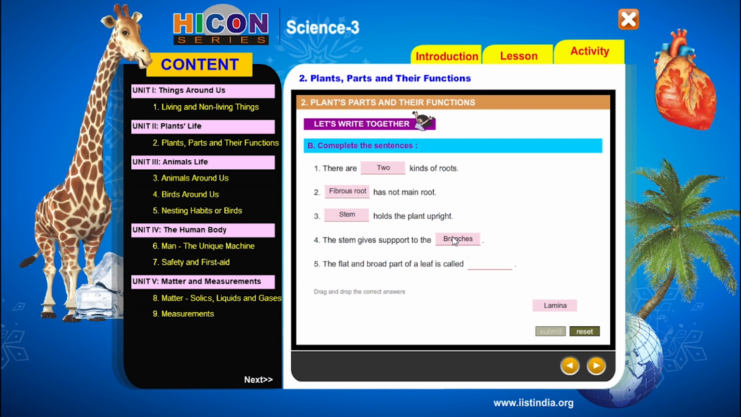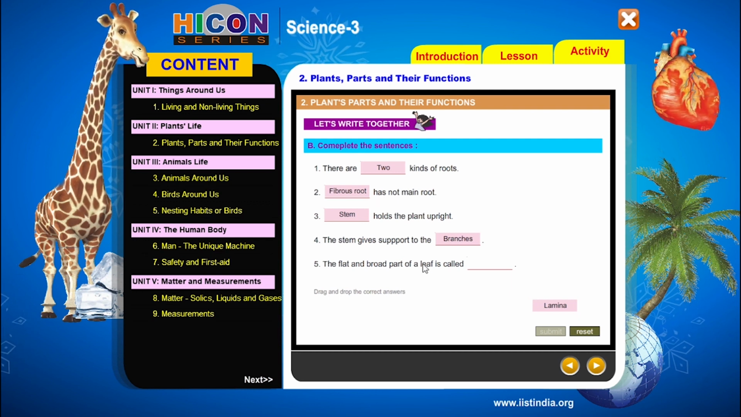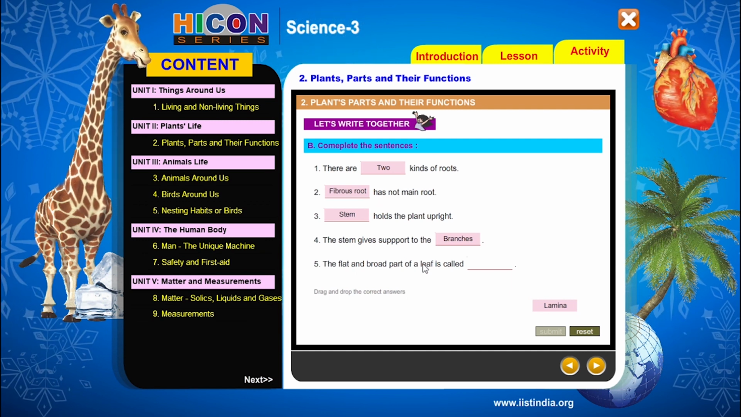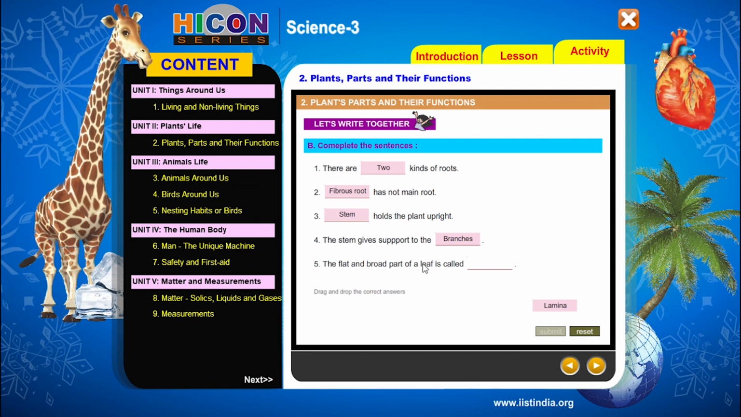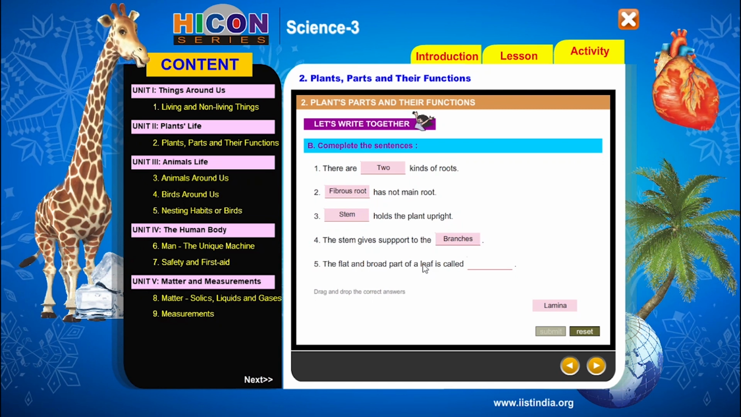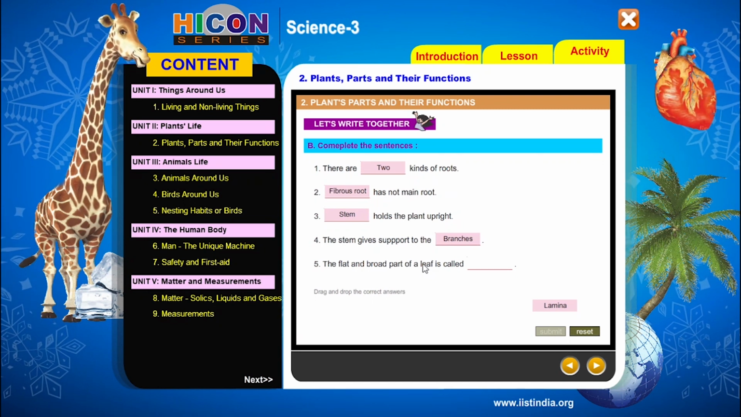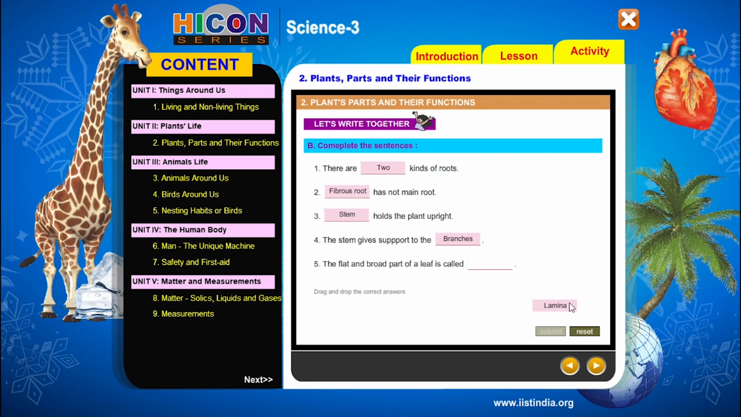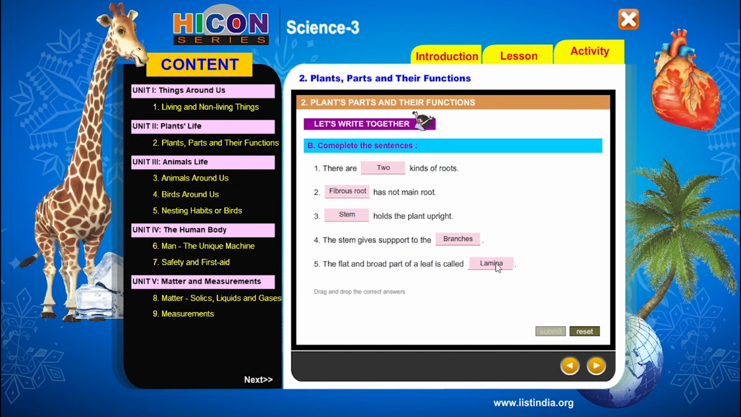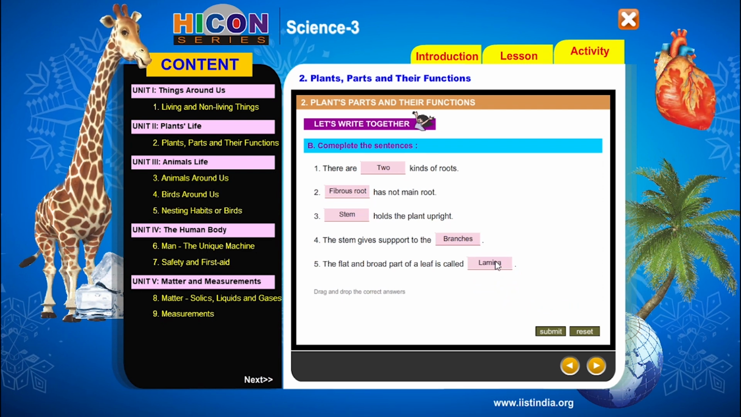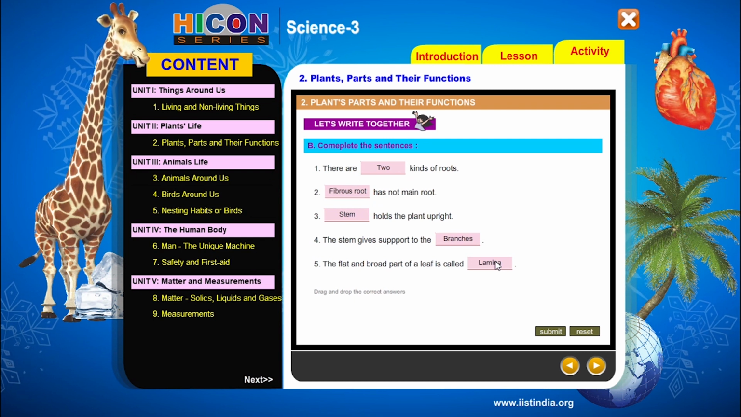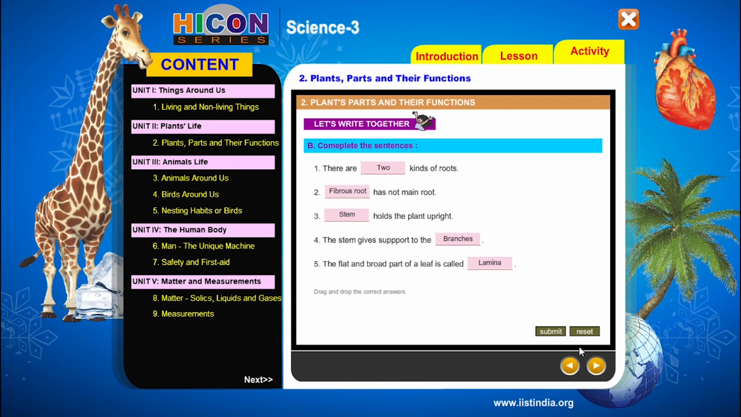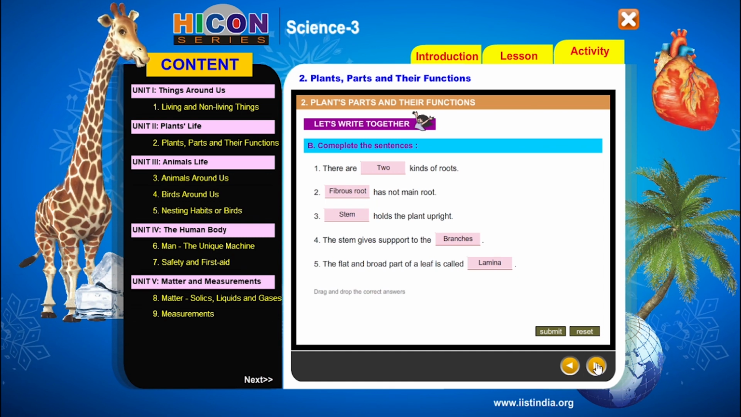So read the fifth sentence. The flat and broad part of the leaf is called dash. So we have already discussed different parts of the leaf. That is midrib, side wings, leaf tip, lamina and stalk. So among these parts of the leaf, which one is flat and broad? Yes, lamina. The flat and broad part of the leaf is called lamina. So children, these are the correct answers for the given sentences. So note down these sentences in your notebook and read them at your home. So let us enter the next part in our activity session.